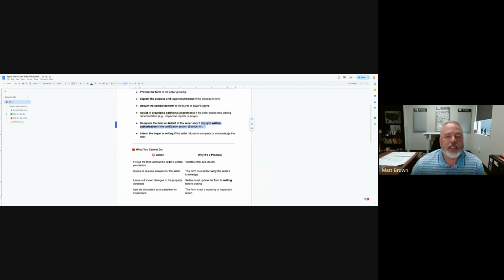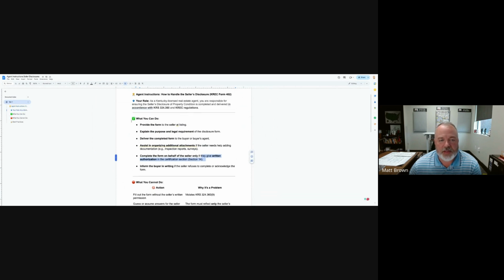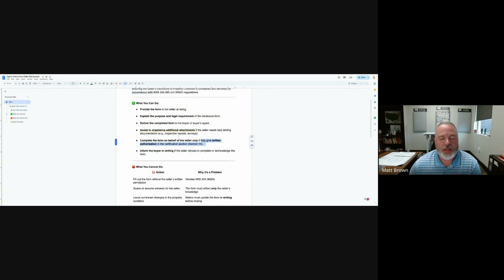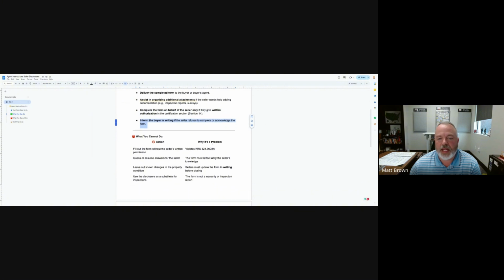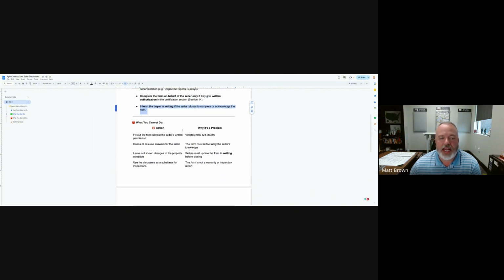There we go. Okay. So again, you can see here that I'm just going line by line through these items. So they can fill out the bottom section if they give you permission to be able to do it. It does have to be in writing, or they can inform the buyer in writing if the seller refuses to complete the form. What you cannot do, you cannot fill out the form without seller's written permission. This is a clear violation of state statute, and you will get in trouble, potentially even losing your license.